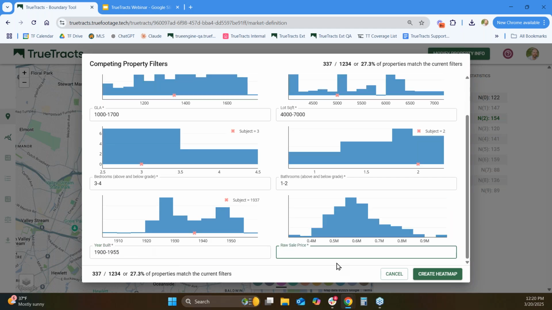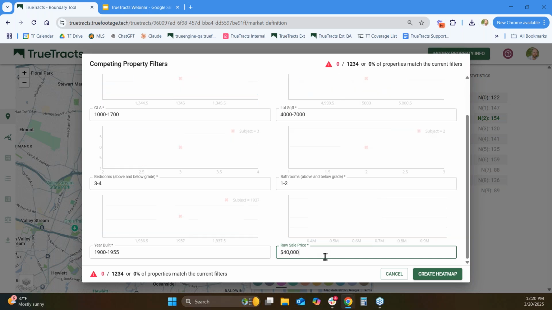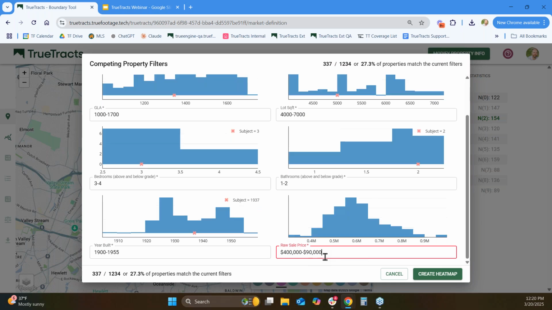And then here, we don't want to filter by price. This is raw sale price. We just want to remove some of the outliers from the high and low end. If you think your subject is going to appraise for 600,000, you don't want to go 500 to 700. That's not how you want to use this tool. You just want to remove the outliers. You want it to do the work. You want it to learn the trends, the heat map, and everything else.